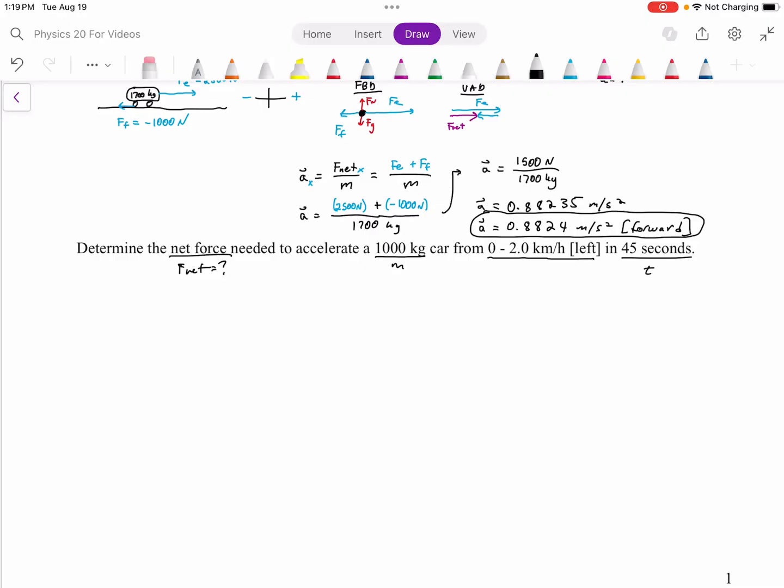So what did they give us? They said it's going to start from 0. Well, that's its initial velocity, right? And we want it to end up at this velocity. That's its final velocity. And they also gave us the time.